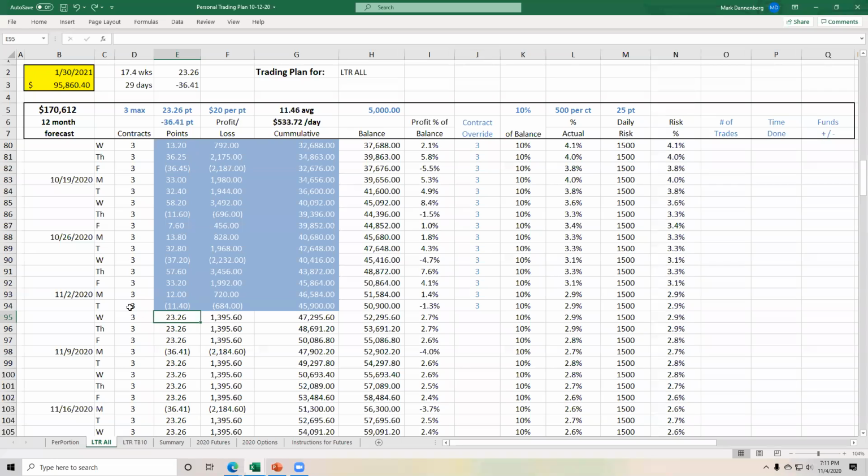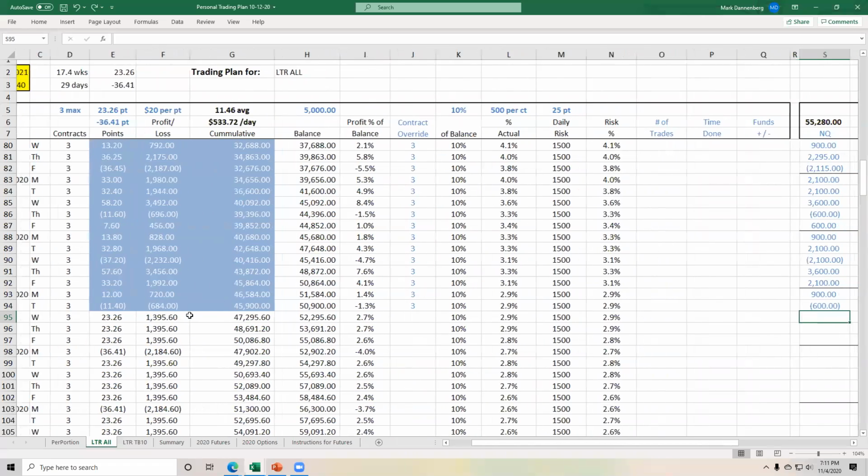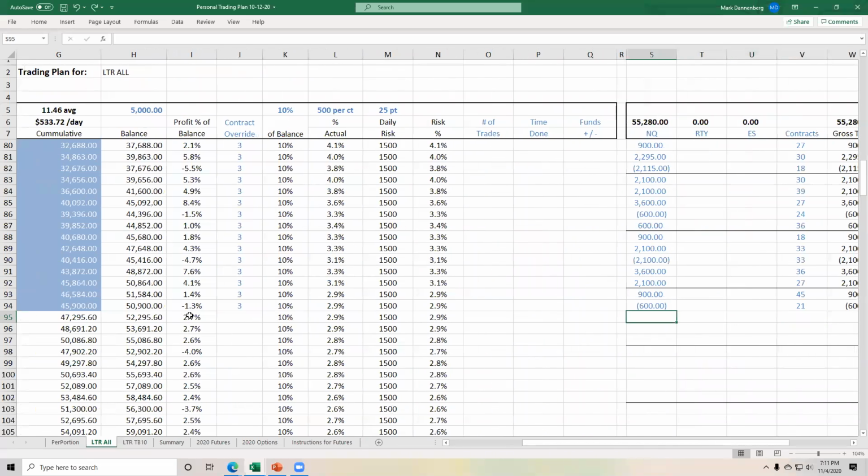All right, so we're on the 9:30 to noon, taking all the signals. I'm going to go over here where we enter our performance. Now we had 10 points of profit, and that's $20 per point. Our personal trading plan has scaled us up to 3 contracts, so we have $600 of profit. And we did 10 trades, 3 contracts per trade, so there were 30 contracts.